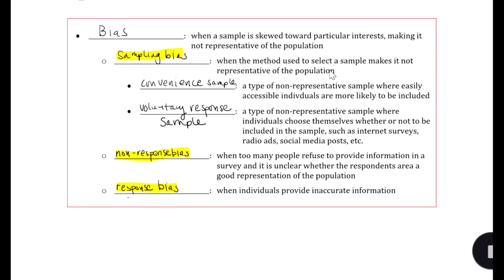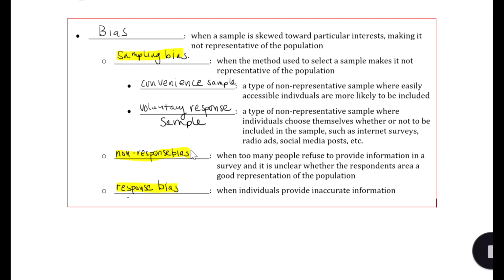Hello, these are the exercises for section 1.3 on bias. So there's three main types of bias: the sampling bias, non-response bias, and response bias. A sampling bias is when we choose a sampling method that makes our sample not represent the population.